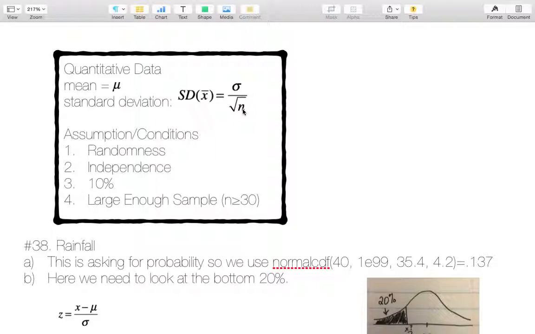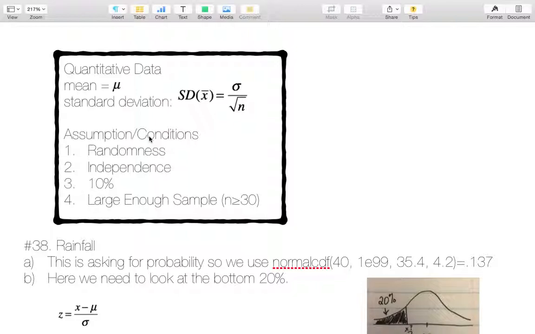Okay, next thing. Assumptions and the conditions. These are going to be pretty much the same things. You're going to have randomness, independence, and 10%. And that's exactly as it was before. There is no difference in the way that you write it for quantitative or categorical.